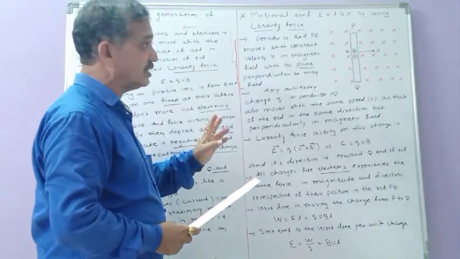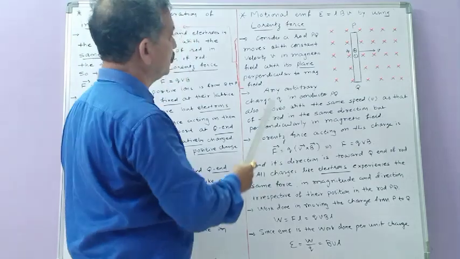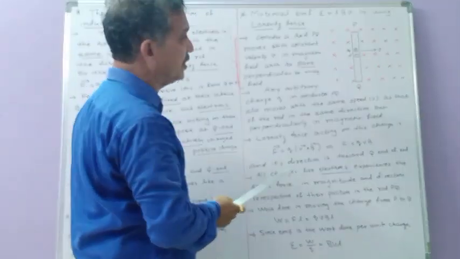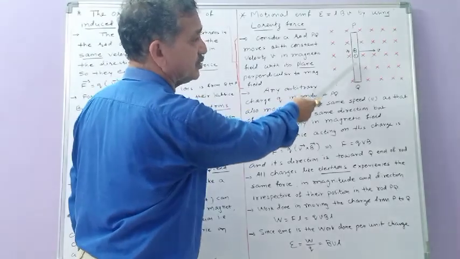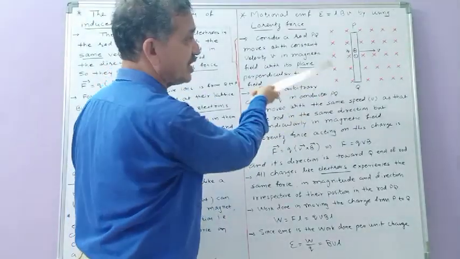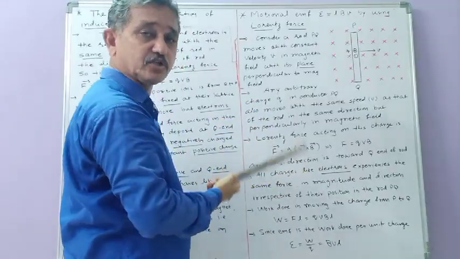And that's why the motional EMF will be produced due to the motion of these electrons. तो कैसे देखिए यहाँ पे, as the rod is moving towards the right side with velocity v, all the electrons and positive ions are also coming into motion with the same velocity in the same direction, towards the right side.